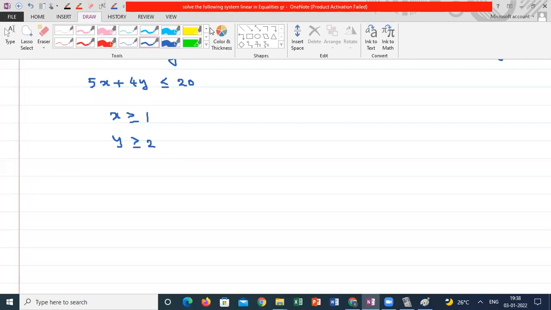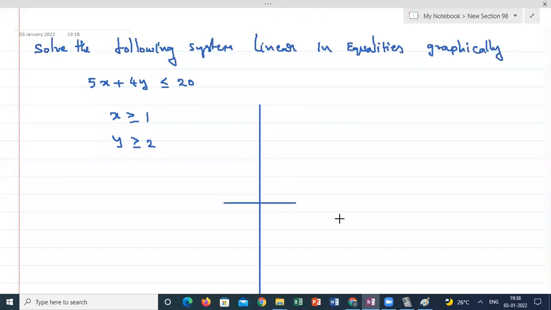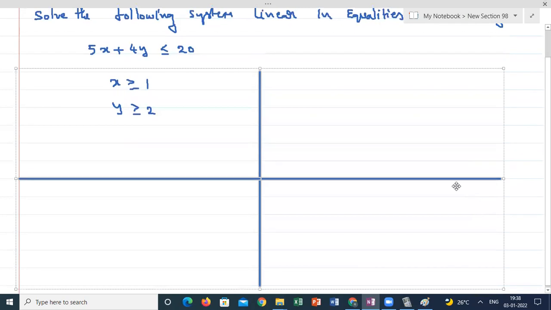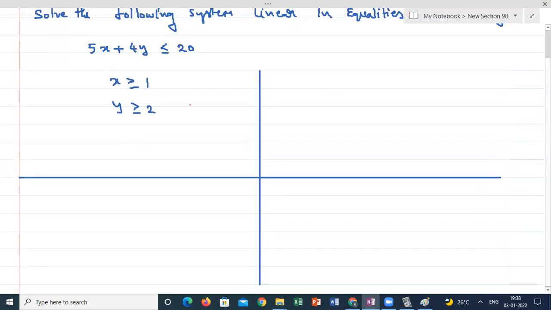It's actually very simple. I'm taking the graph and I'm using a different color for this one. X greater than or equal to 1. How to draw this graph? Make this equation x is equal to 1 and draw the graph. What is the meaning of x is equal to 1 from your coordinate geometry, guys? Parallel line. Parallel to which axis? Y-axis.